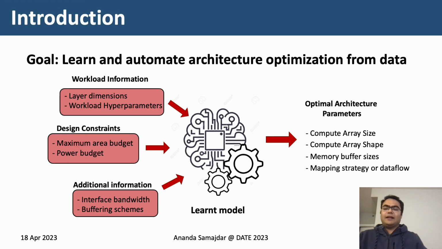Custom architecture design is a capital and time intensive process. However, it is also a data-driven decision-making task, which makes it an ideal candidate for automation using machine learning. Ideally, we would like to build a model which can learn to predict the optimal architecture and workload mapping parameters when queried with design objectives and constraints.